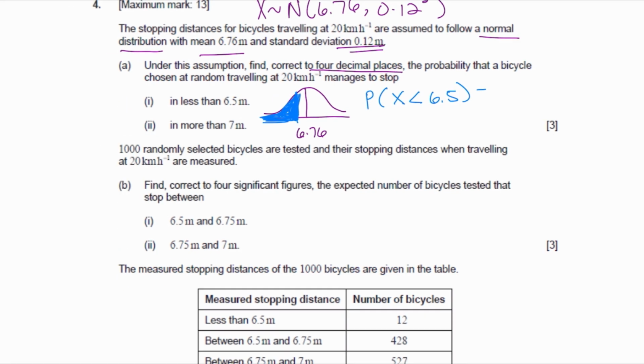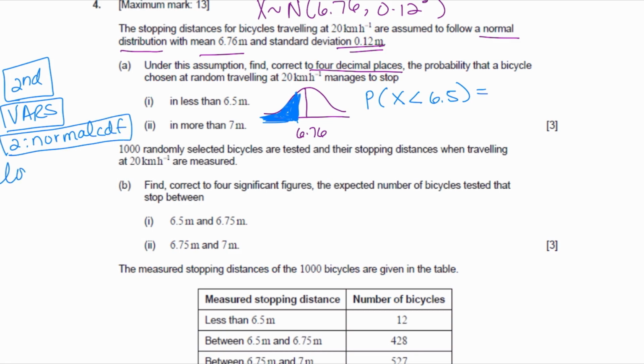So now I can go ahead and put this into the calculator. To put this into the calculator, you're going to go to second, vars. You're going to go to option 2, which is normal CDF, and then you're going to enter your lower bound as -1 E99. That is going to be set that way by default when you clear the calculator. That is negative infinity because I want everything that is less than 6.5. Your upper bound is going to be 6.5. The mean is going to be 6.76, and the standard deviation is going to be 0.12. So that is what goes exactly into your calculator.